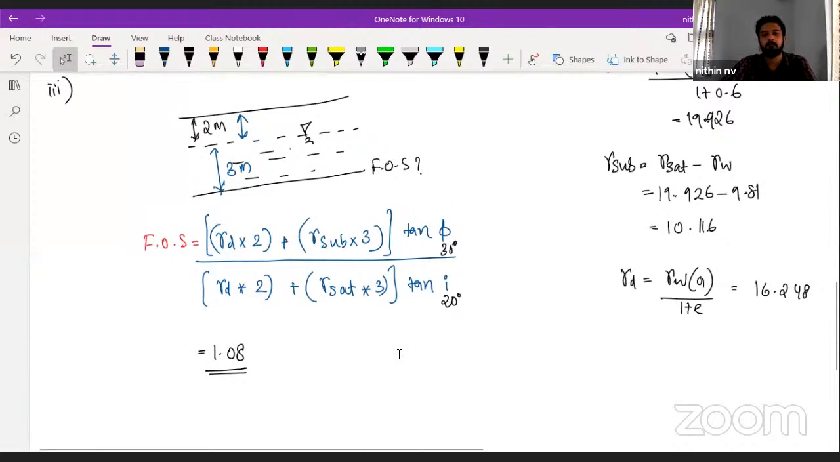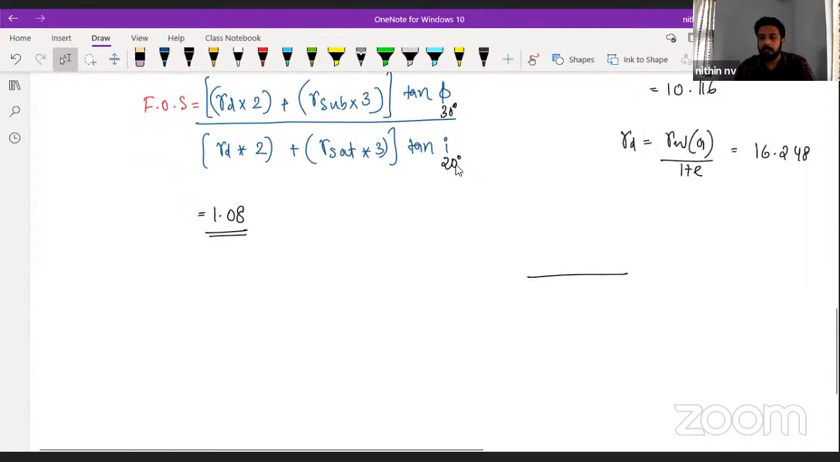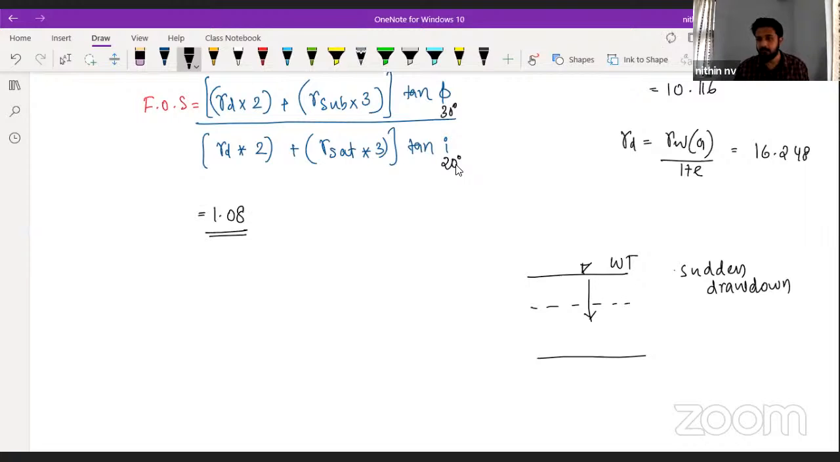Getting now? Okay. Now see, guys. Some extra point I'm telling. Here we have taken dry. Suppose initially the water table was somewhere here. Okay. Then suddenly the water table has dropped down. Sudden drawdown we call it. If some sudden drawdown is happening and the water table has reached somewhere here.